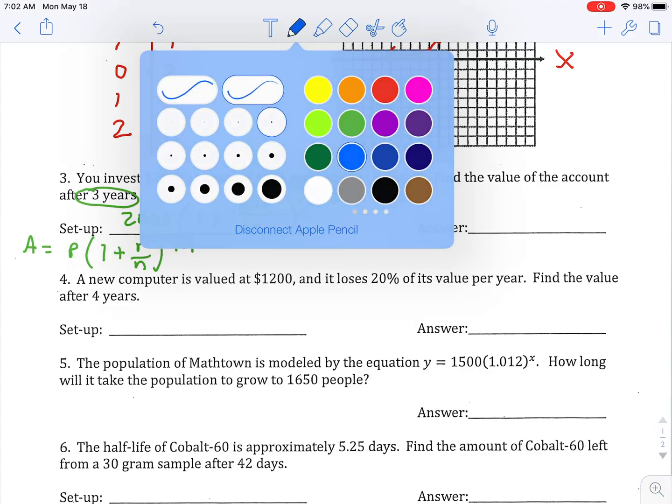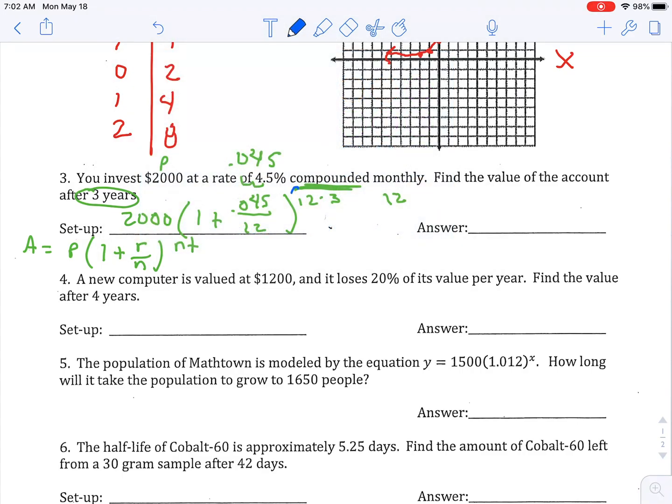But remember that when you are typing this into your calculator, you need parentheses around the 12 times 3, or you can just put in a 36 there. You're also going to need parentheses around this, or you can go ahead and divide it. And when you divide it, you get like 0.00375.